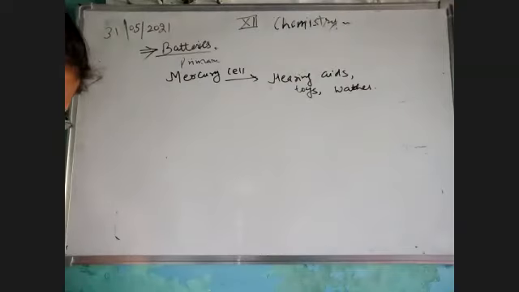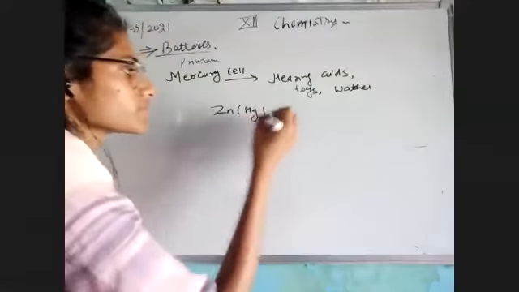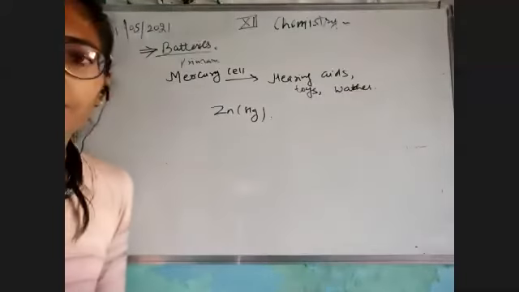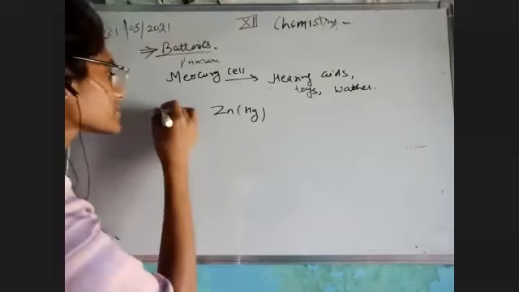In the mercury cell, we have the amalgam of zinc metal. That is the zinc metal amalgam. That means zinc and mercury have been combined to make an amalgam. And this reaction takes place at the anode, as well as the cathode, where there is mercury oxide. Let's see the reaction.